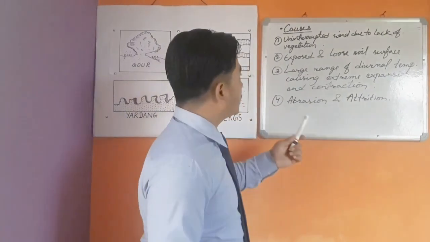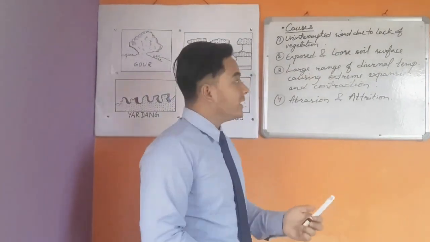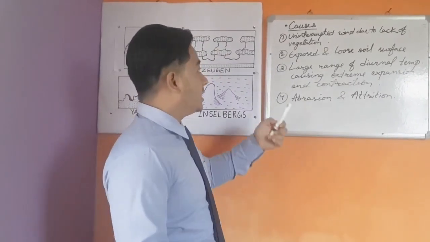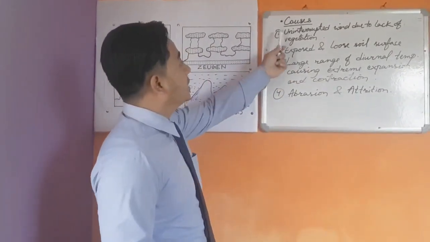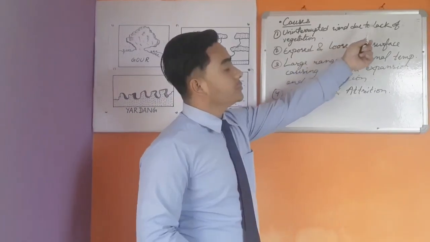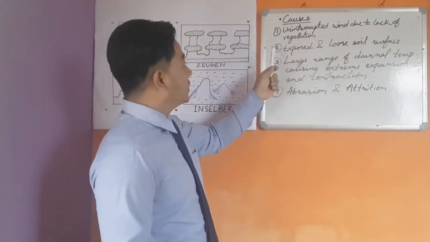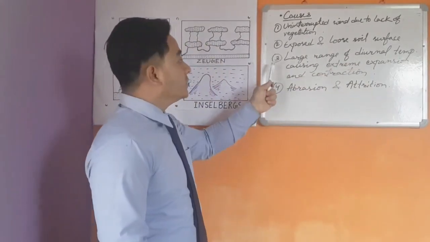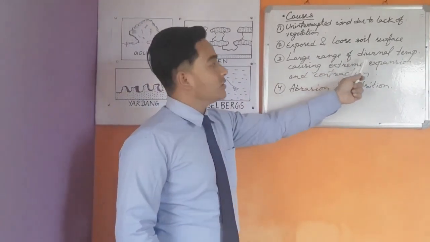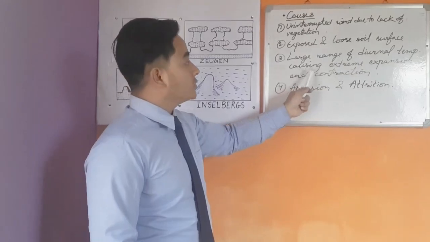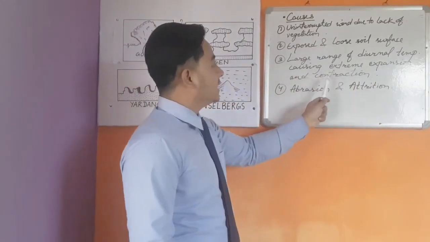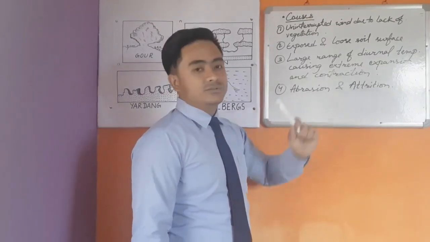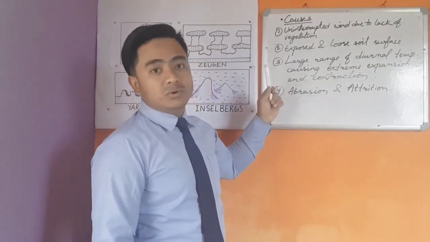Therefore, the four causes of predominance of wind action in desert, semi-desert and coastal areas are: number 1, uninterrupted wind due to lack of vegetation; number 2, exposed and loose soil surface; number 3, large range of diurnal temperature causing extreme expansion and contraction; and the fourth one, abrasion and attrition. These are the four important causes.